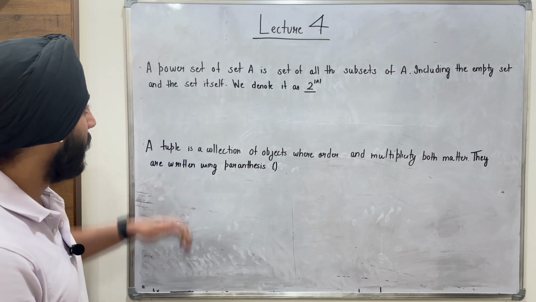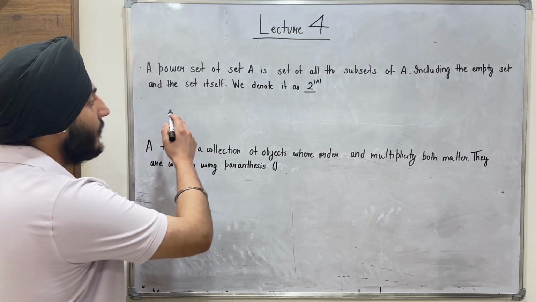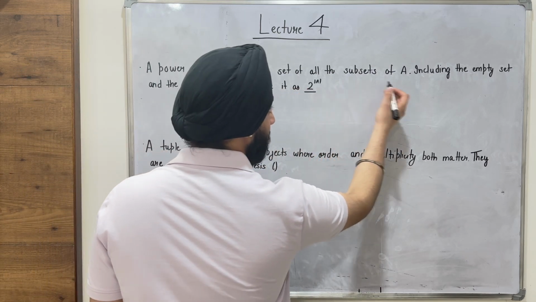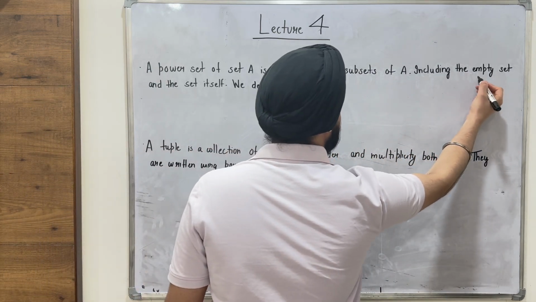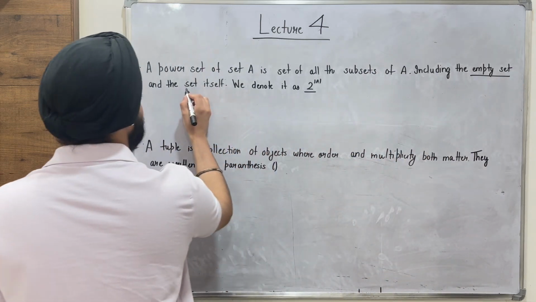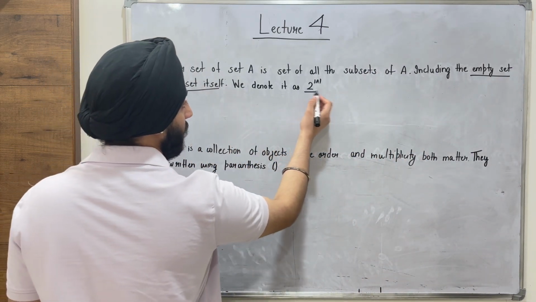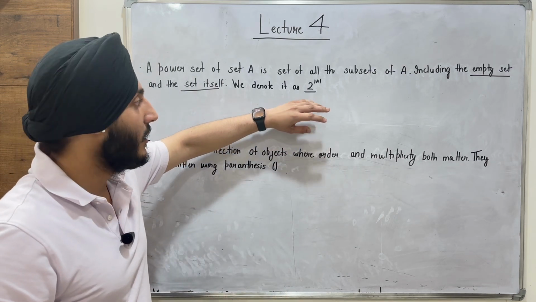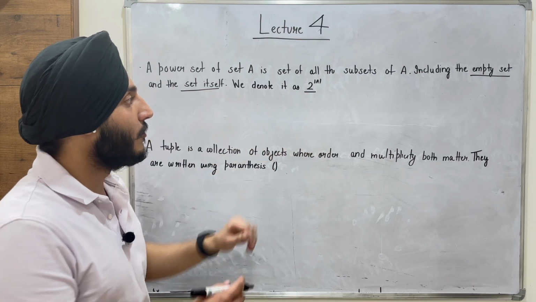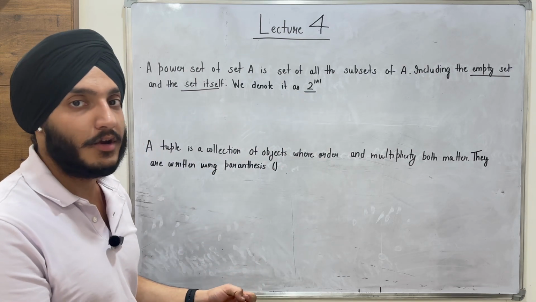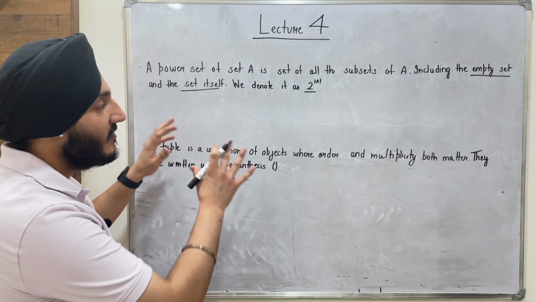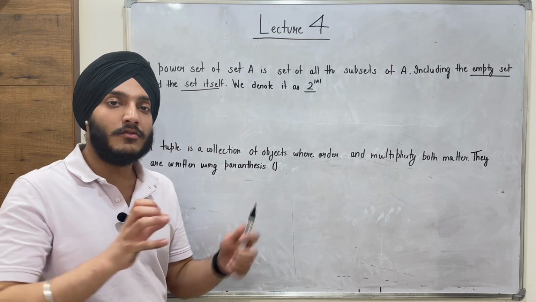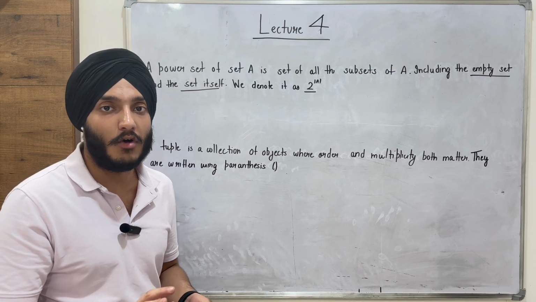So let's start with what is a power set, right? If you try to read the definition, a power set of a set A is a set of all the subsets of A, including the empty set and the set itself. We denote it using this symbol. I don't know if you have covered a different denotation. This is what I covered in my university, so it's quite possible there could be a different denotation for it, right? But the basic idea stays the same. So power set is basically the set of all the possible subsets we can form for a set.